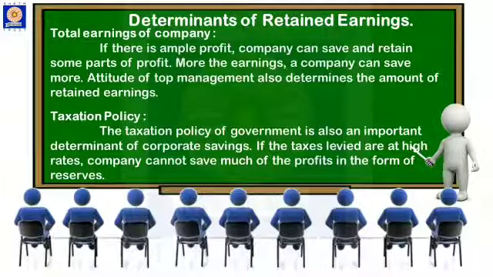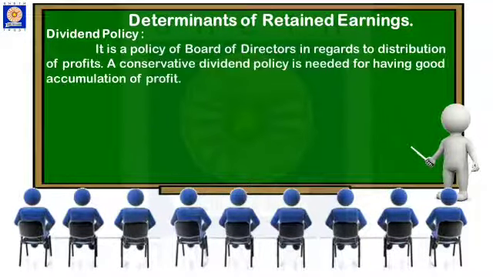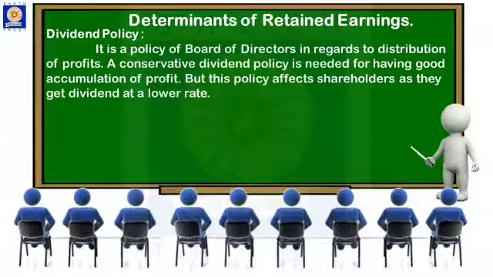Our next determinant is dividend policy. Dividend policy is made by the board of directors. It is a policy made by the board of directors, the top level management. In the making of this policy, the board of directors decides the amount of profit to be distributed as dividend and the amount of profits to be retained, kept aside, in that year. It totally depends on the approach of the board of directors or the company.